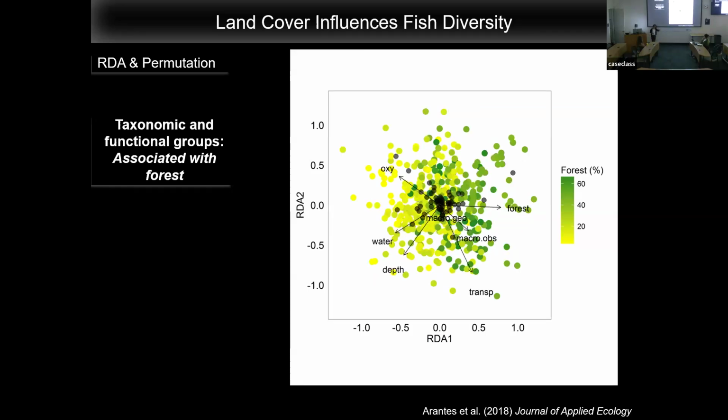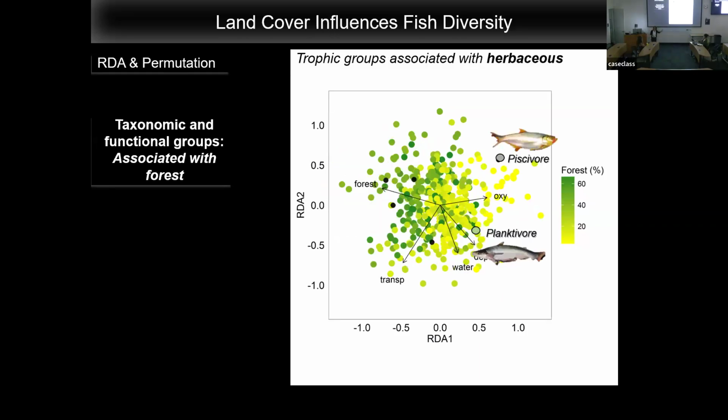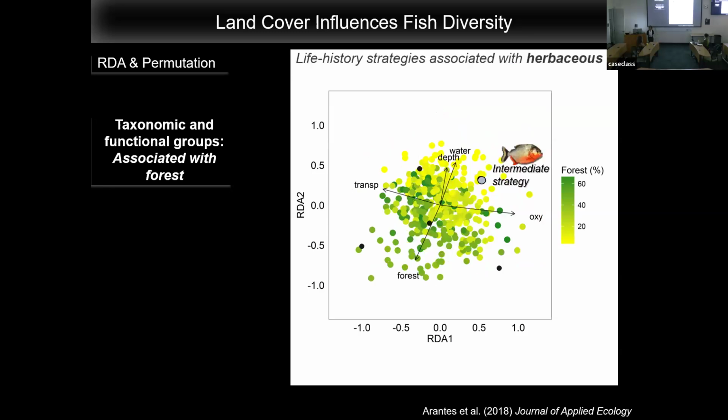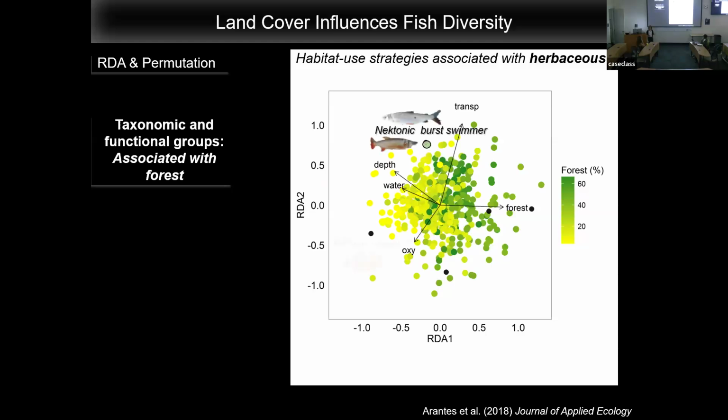But other species and other functional groups were there, at the herbaceous side of things. And then we have species that are considered to have a more generalistic habitat, species with pelagic behavior, species that are piscivores or planktivores, and that's possibly because they take advantage of foraging in open waters. Species with intermediate life history strategy, and finally, species that have greater swimming capacity, so burst swimmers, for example. Those were strongly associated with herbaceous.